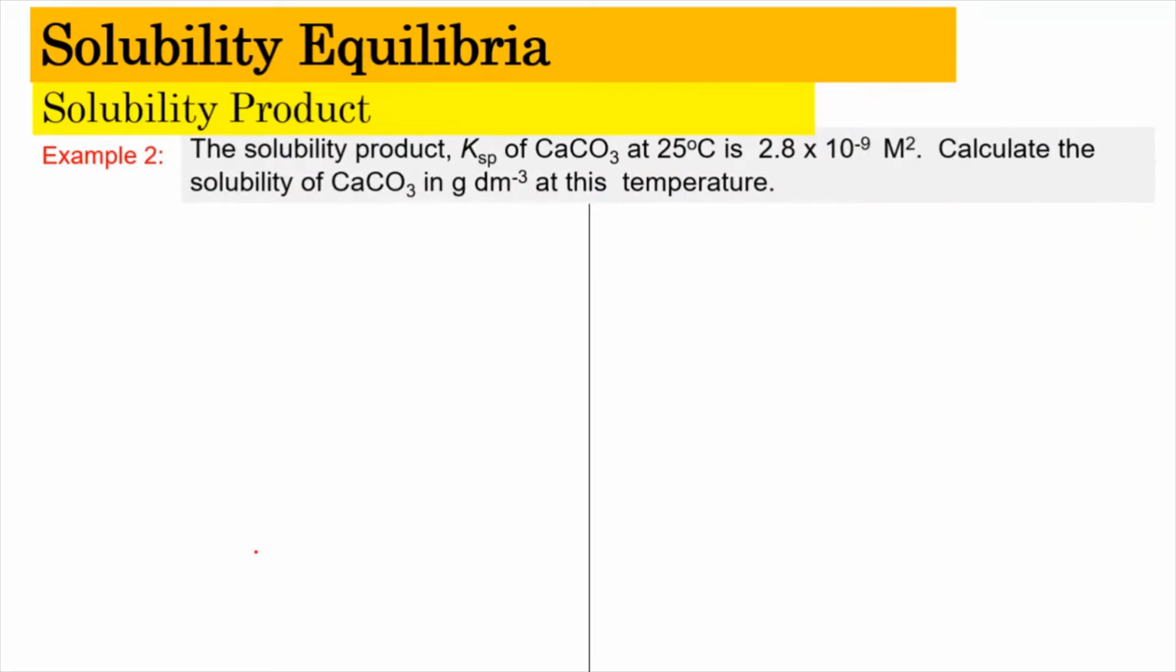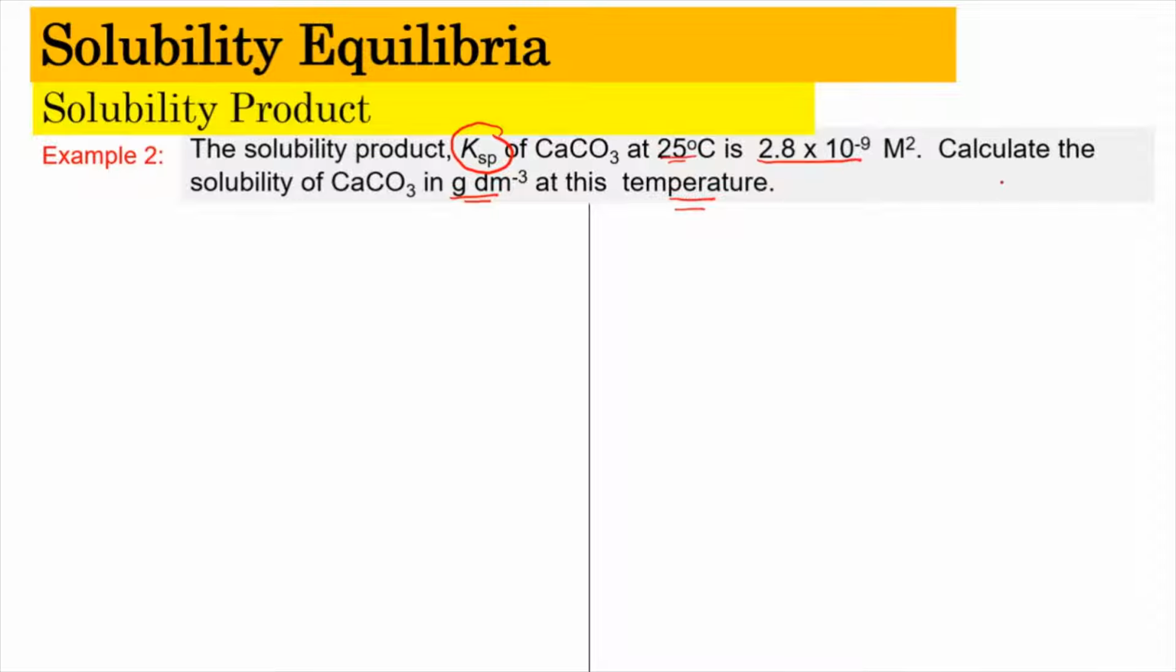Alright. Now we're going to look into example number 2. For example number 2, the solubility product Ksp for calcium carbonate at 25 degrees Celsius is 2.8 times 10 to the power of negative 9 mol squared per dm to the power of 6. We have to calculate the solubility of the calcium carbonate in gram per dm cube at this temperature. Okay, so the Ksp is being given.